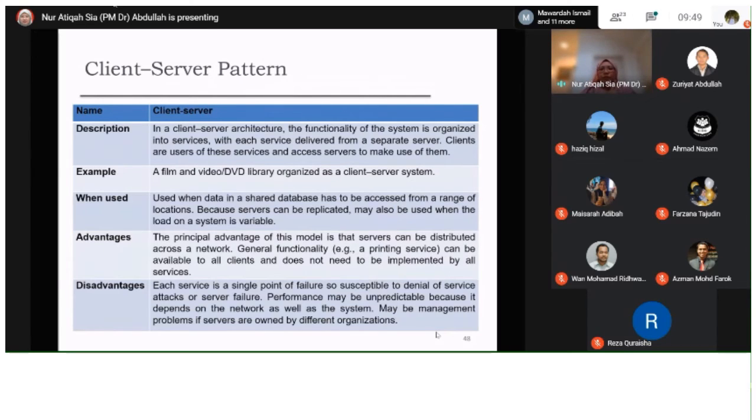Disadvantage of it again is a single point of failure. May be unpredictable because it depends on network. Kalau network down, then out lah. Okay, network down, then it really depends on the network. Kalau network, katakan network provider, okay, service provider, hari tu down lah.